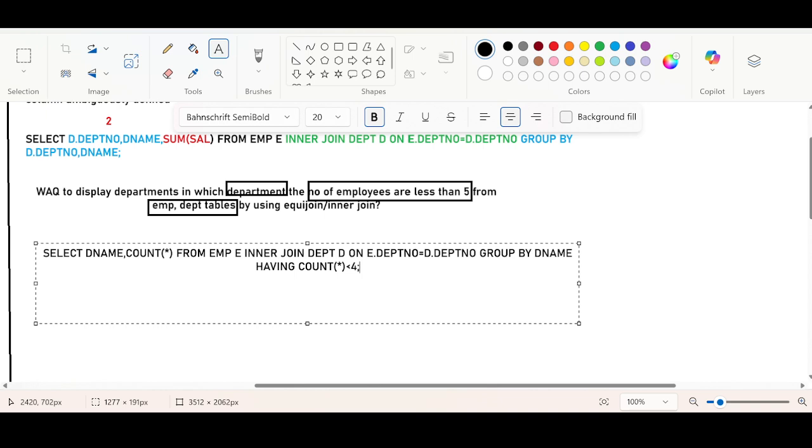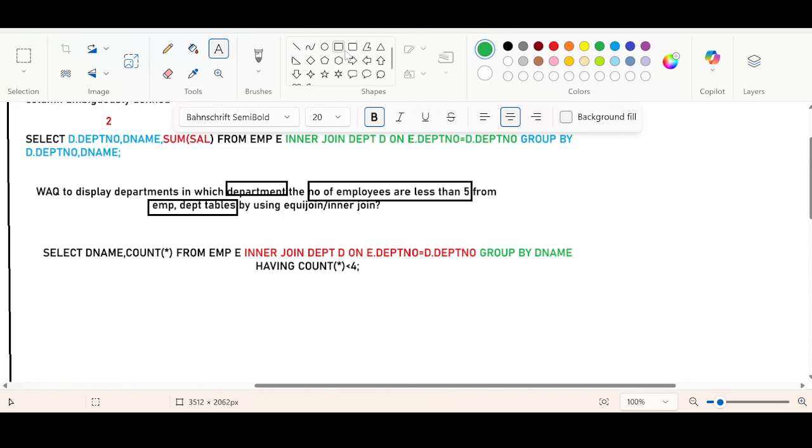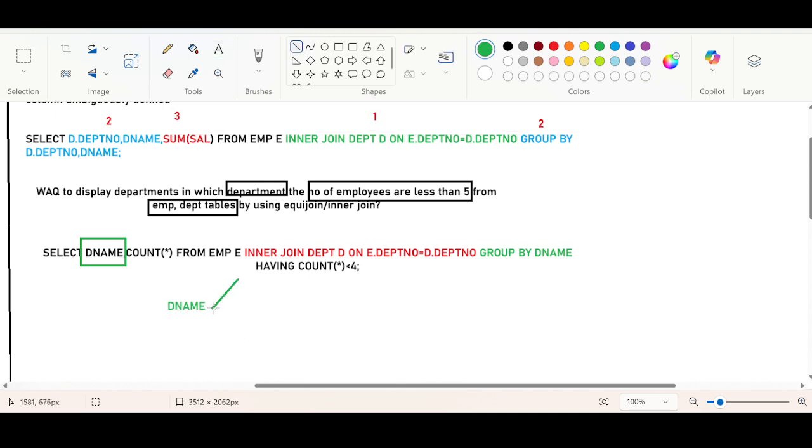Okay, this is the actual query. So firstly, I have used the join statement to join two tables. Okay, followed by, I'm using the group by clause to group the department name. After the grouping, what happens? The department name will be grouped, right? D name will be grouped.